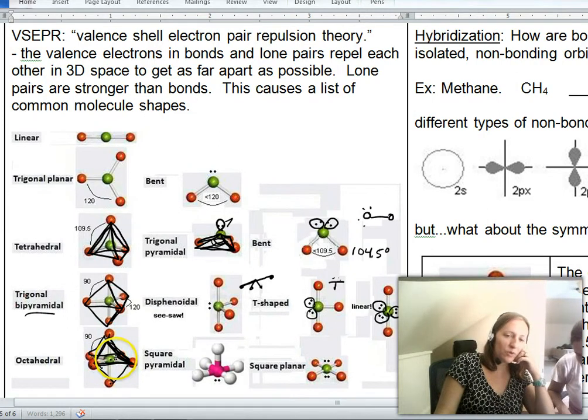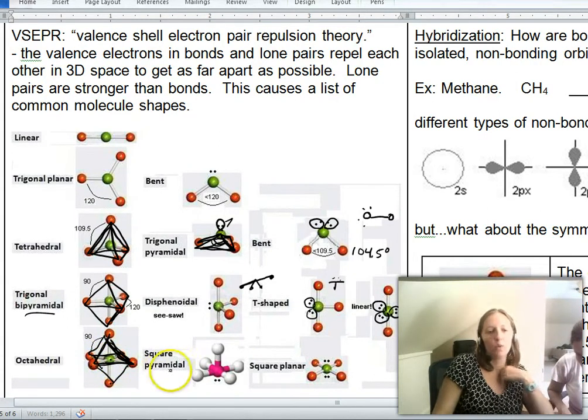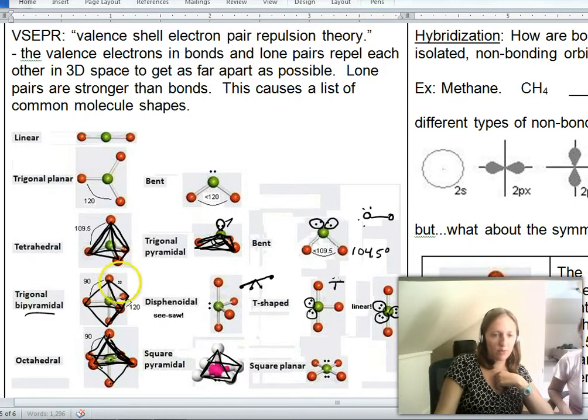So what if you took away one and you had a lone pair? Well, you take away one of them, and you've got one of your pyramids left. But this pyramid has a bottom which is a square shape, instead of our pyramid that has a triangle shape up here. So this is a square pyramid. So this is square pyramidal with your little lone pair on the bottom.